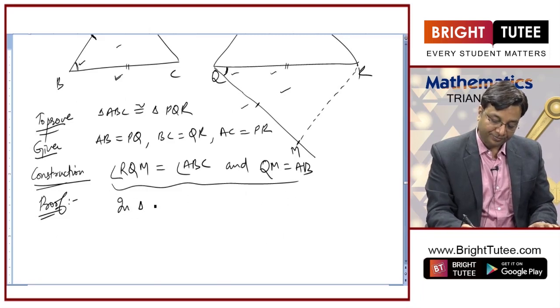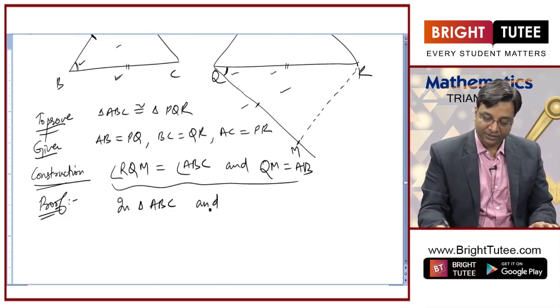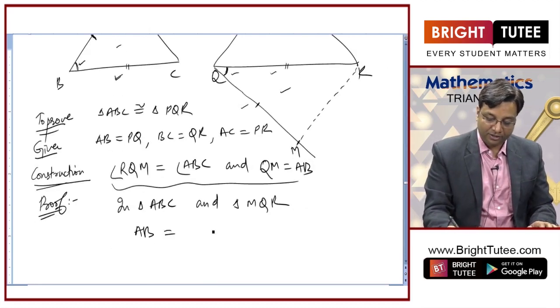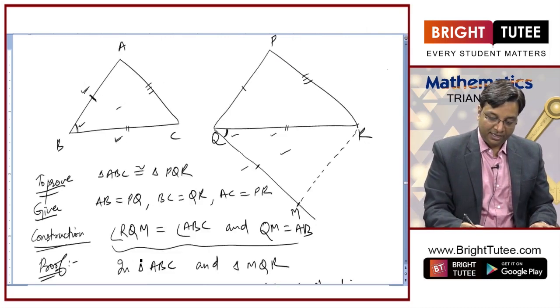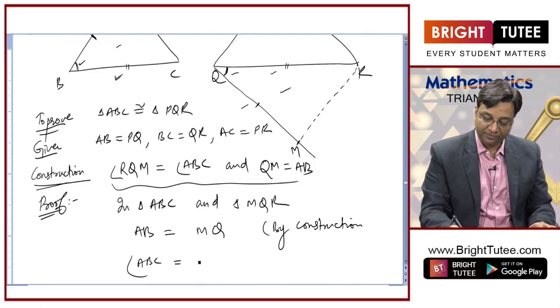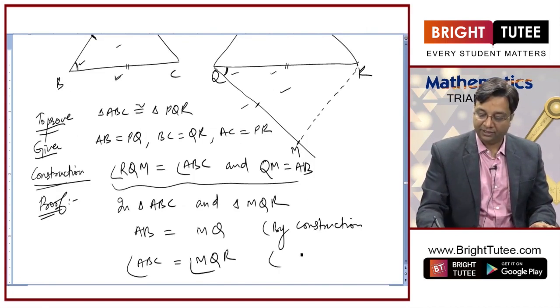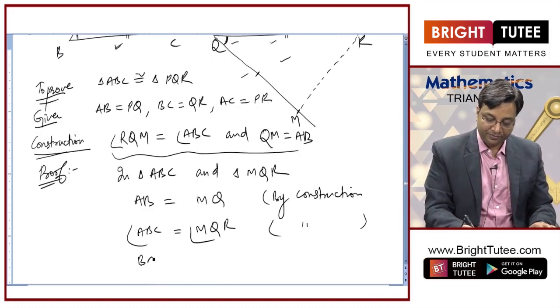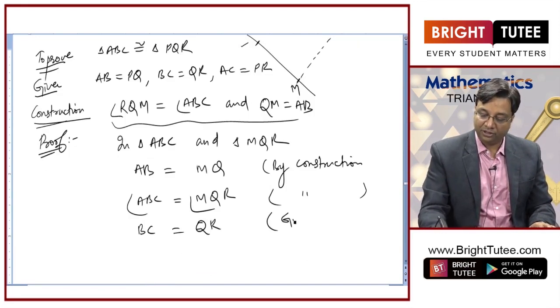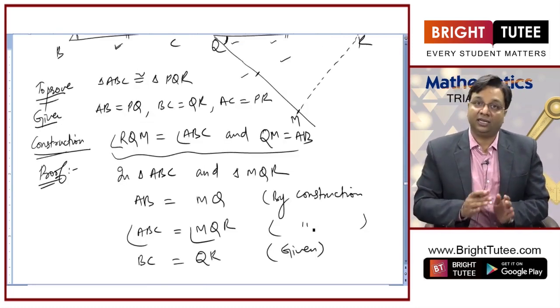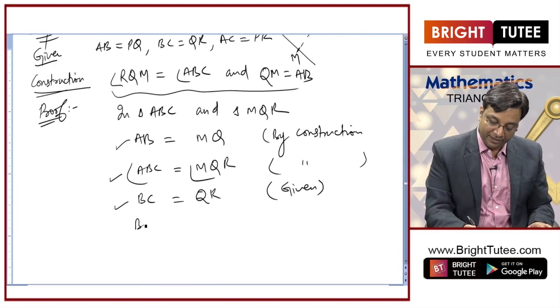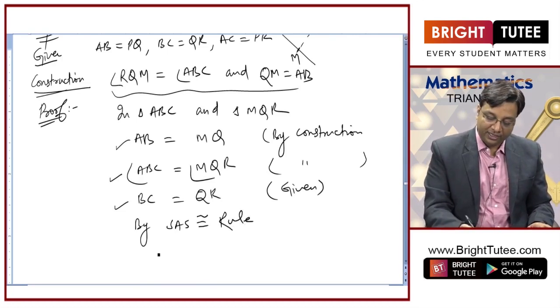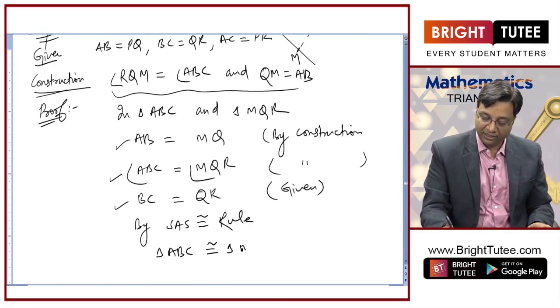So in triangle ABC and triangle MQR, AB is equal to MQ, by construction. Angle ABC is equal to angle MQR, and this is also by construction. And side BC is equal to side QR. This is given in the question. We started with this information, that all the three sides of this triangle are equal to the three sides of this triangle. So now two sides and the included angle of these triangles are equal. So by the side angle side congruence rule, I can say triangle ABC is congruent to triangle MQR.